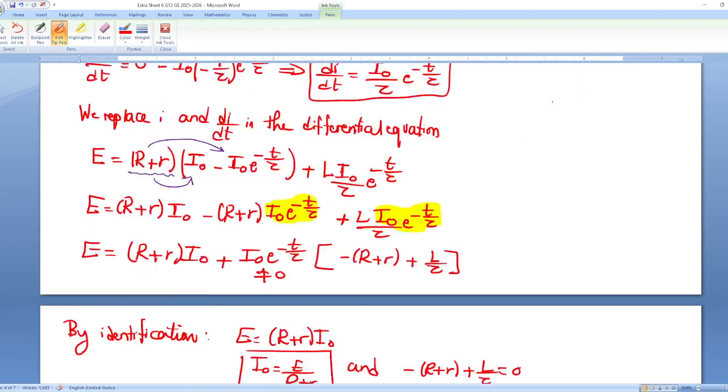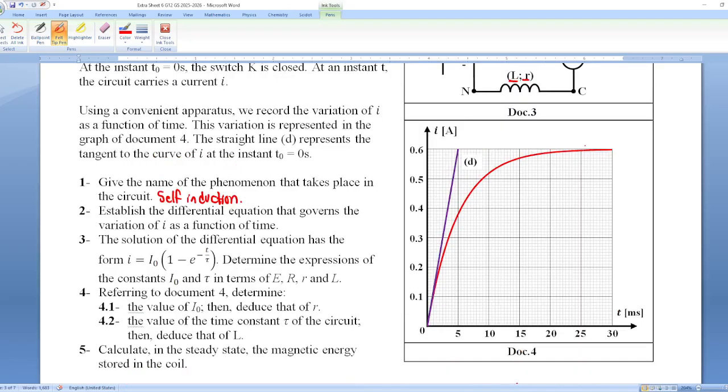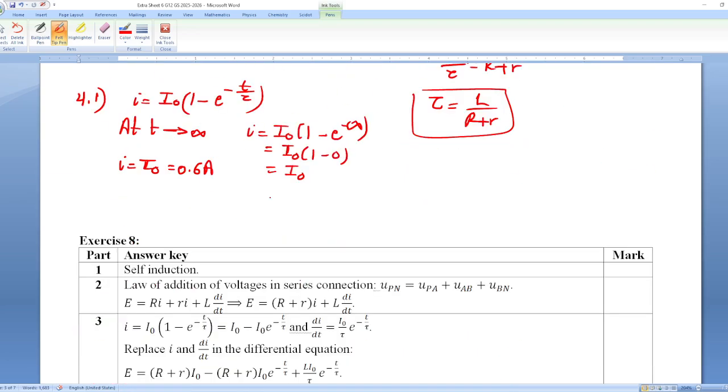Here we used the steady state, from the end. We don't use it at time 0. At the steady state, I0 is 0.6. What else can we do besides t tends to infinity? Or t equals 5 tau: at t equals 5 tau, I equals I0 times 1 minus e to the power minus 5, which is 0.99 I0, approximately I0.